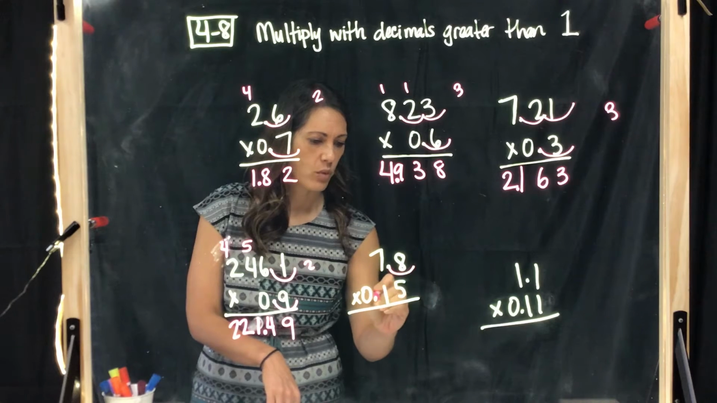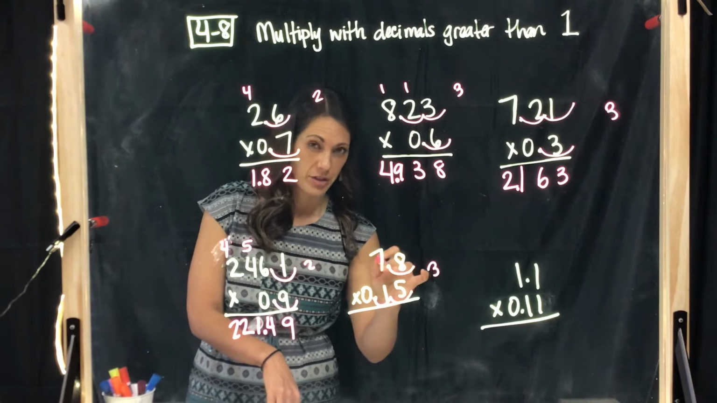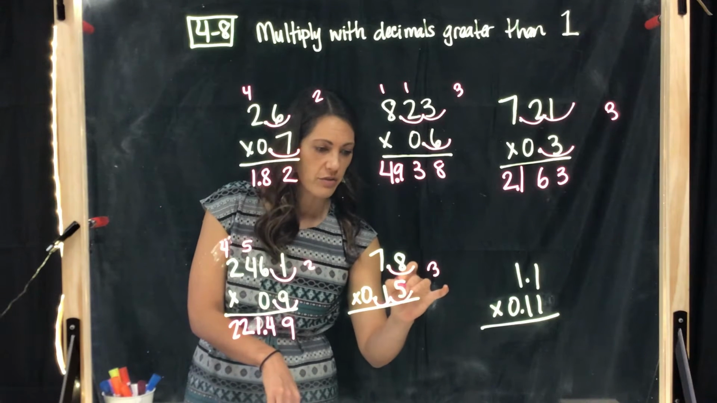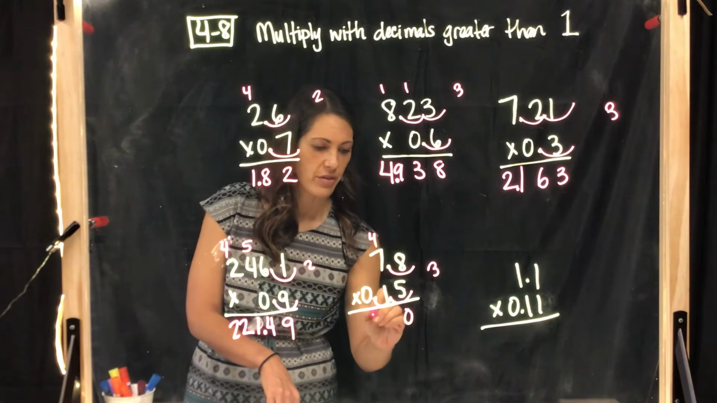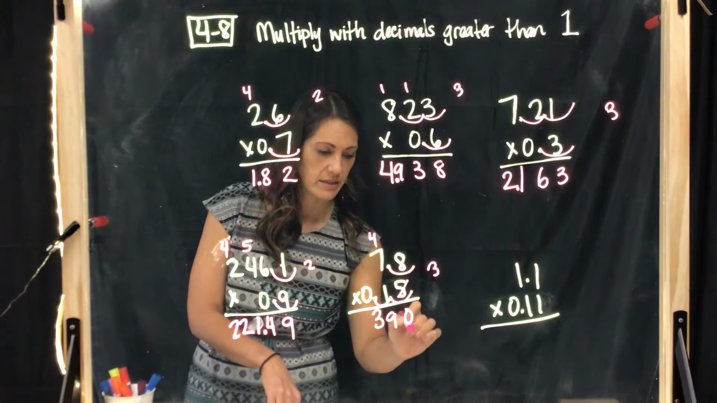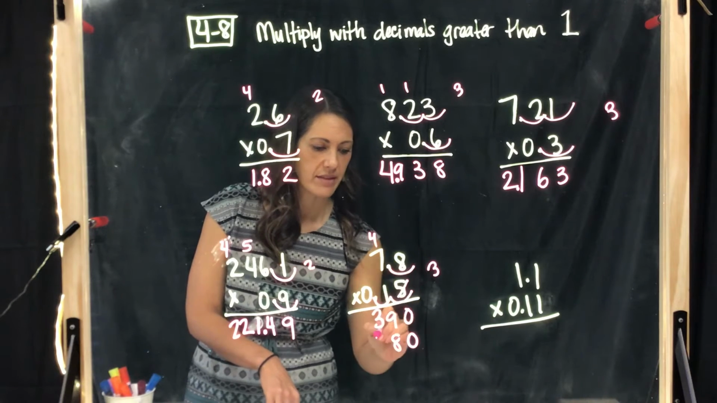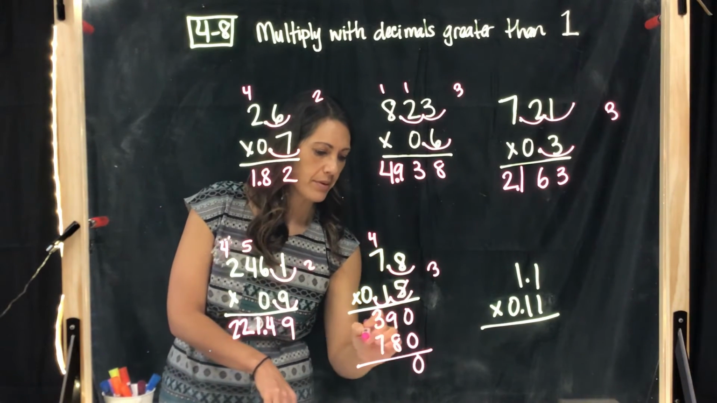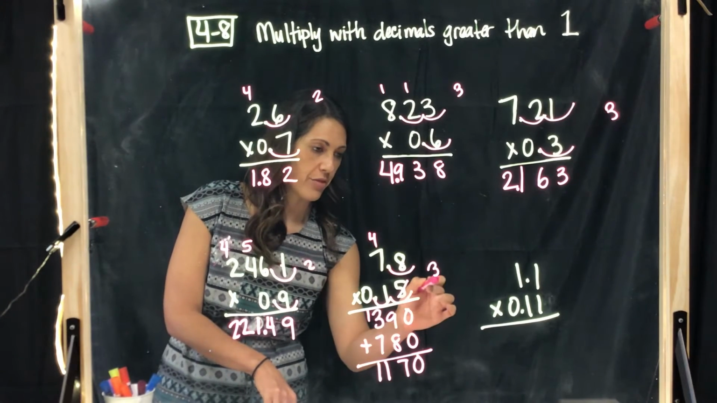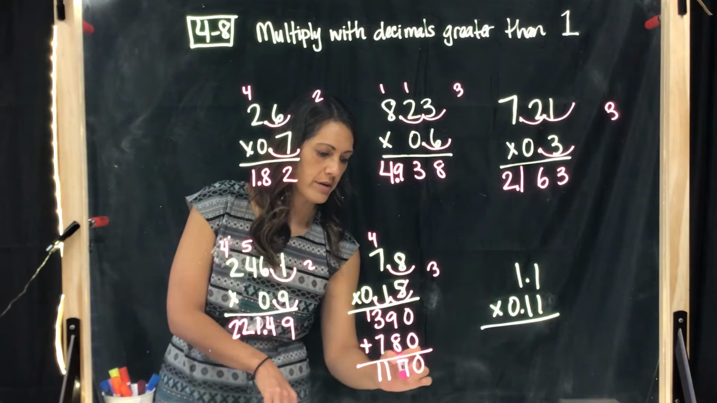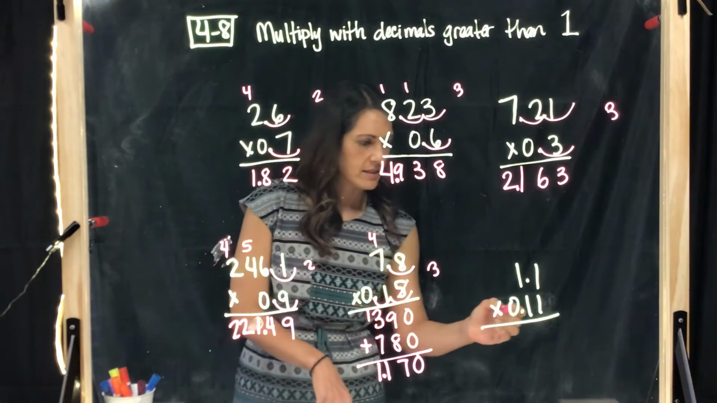Again, I'm going to move this 1 and 2, so 3 moves total, and then multiply like normal. Just multiplying 78 times 15. So 5 times 8 is 40. 5 times 7 is 35, plus 4 is 39. I'm done with my ones place. I'm going to put a 0 as a placeholder. 1 times 8 is 8, and 1 times 7 is 7. Add that up. And I have 3 moves to get the decimal back in. 1, 2, 3. Okay.